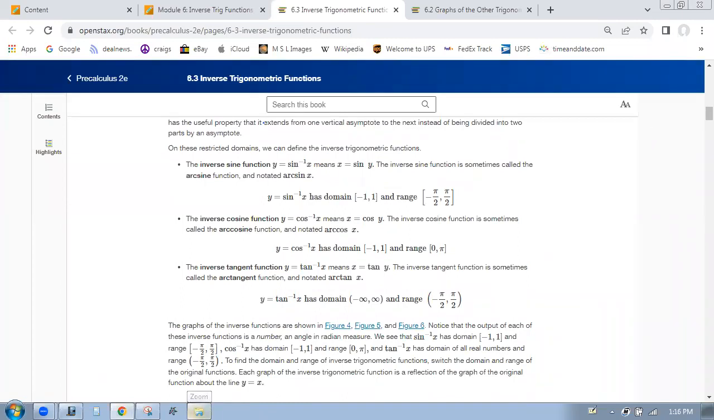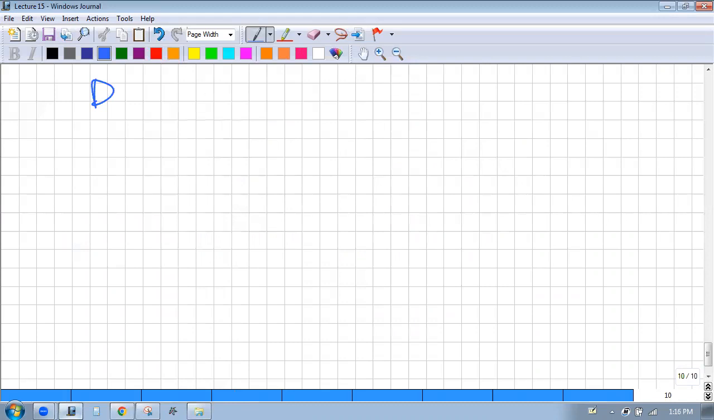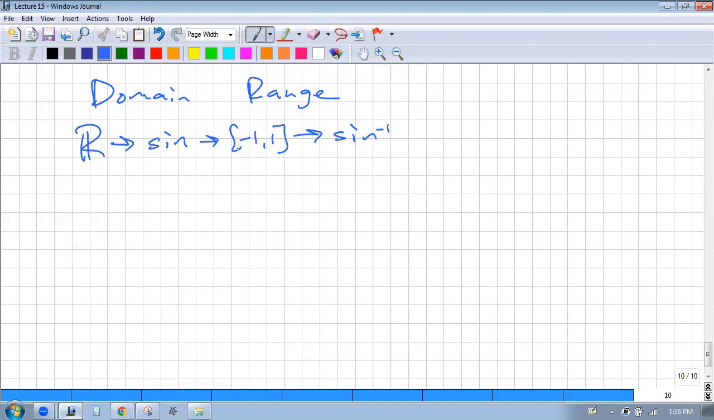Domains and ranges. You can plug in any number you want into sine, and it spits out something between minus 1 and 1. Well, this is exactly what sine inverse is designed to deal with. Whatever can come out of sine, that's what sine inverse deals with. And it tries to return it back over here, but there's an infinite number of choices. So what it does is it picks the one choice that's between minus pi over 2 and pi over 2.